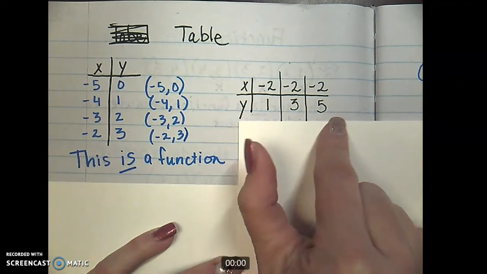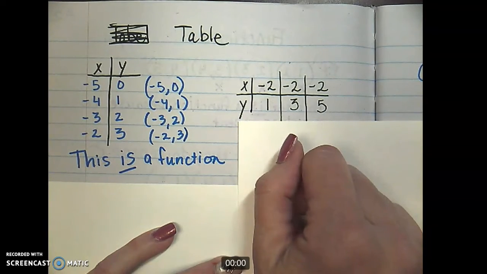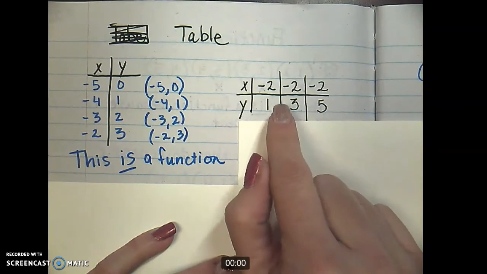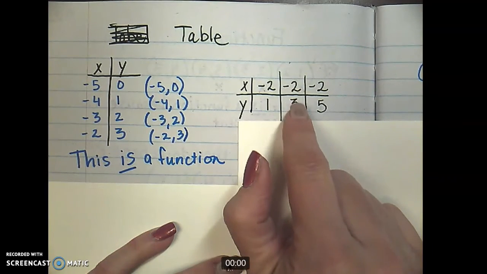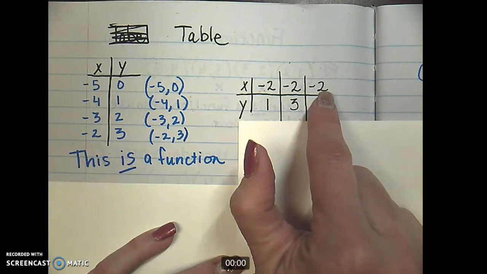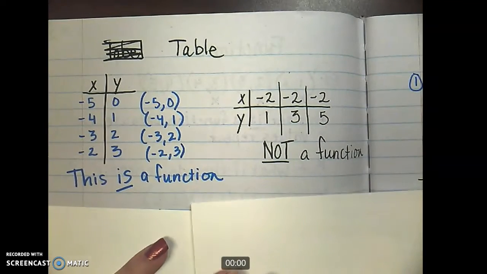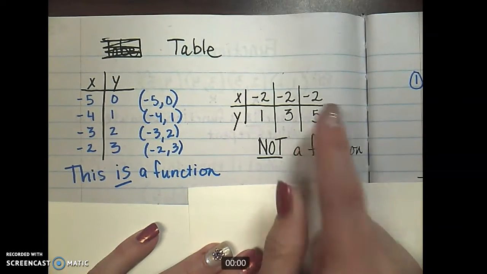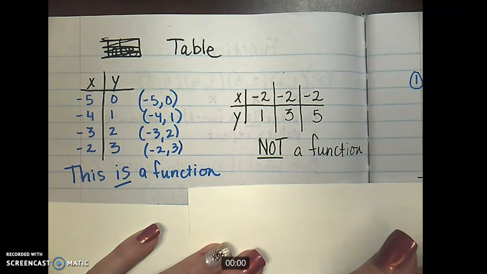Here's a horizontal table. X values are always on top, Y values are always on the bottom. So these do represent ordered pairs. -2, 1, -2, 3, -2, 5. So what do you think? Yes or no? Is that a function? No, that is not a function. There is more than one of the same x value. That is not a function.